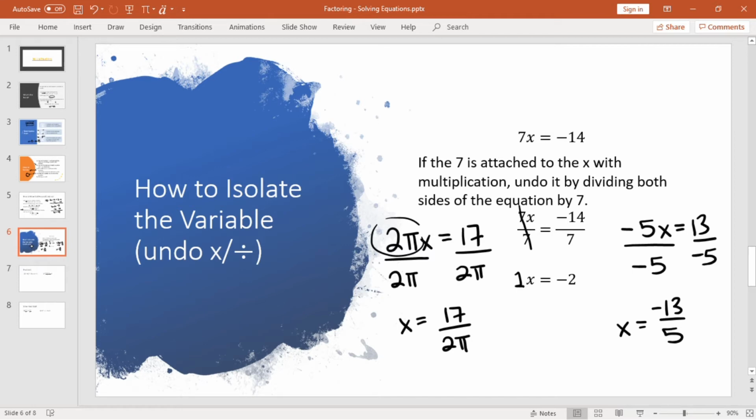And if it had been division instead, that the x was trapped by division, I would use multiplication to undo that. I would do it to the left side, which would cancel the 2's, and I must do it to the right side. So x would be equal to 24.